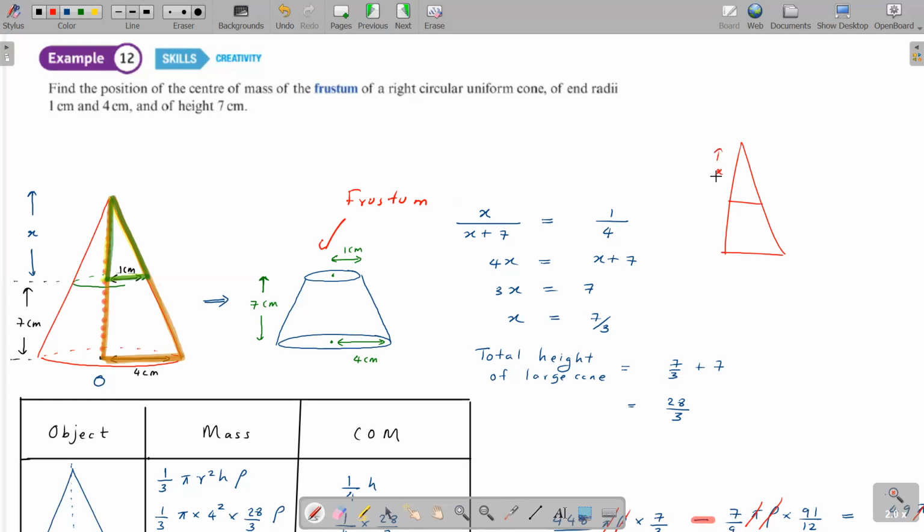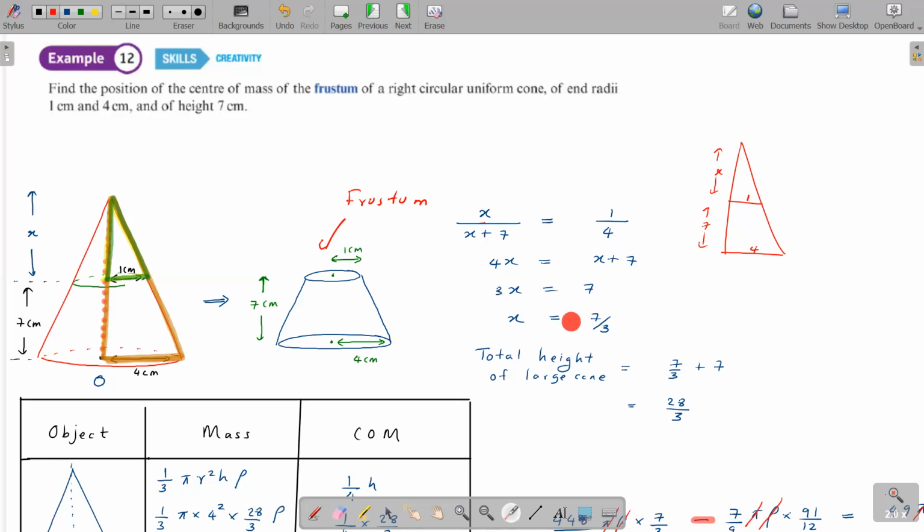This is x, this is 7. So the total height is x plus 7. x is the height of the small triangle, and x plus 7 is the height of the large triangle. The small triangle's radius is 1 and the other one is 4, so 1 over 4. You create a ratio like this, and this is done for similar triangles. This is really important.